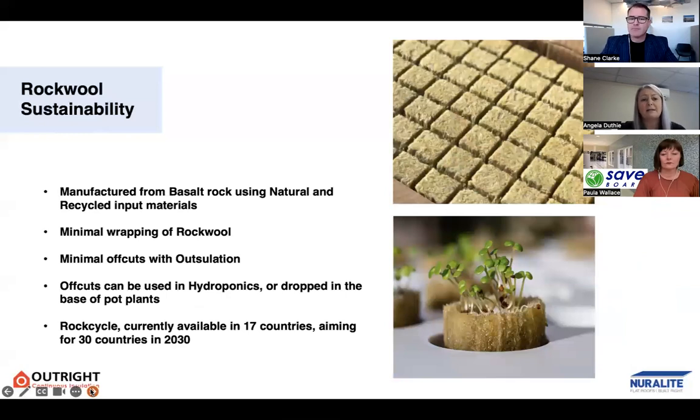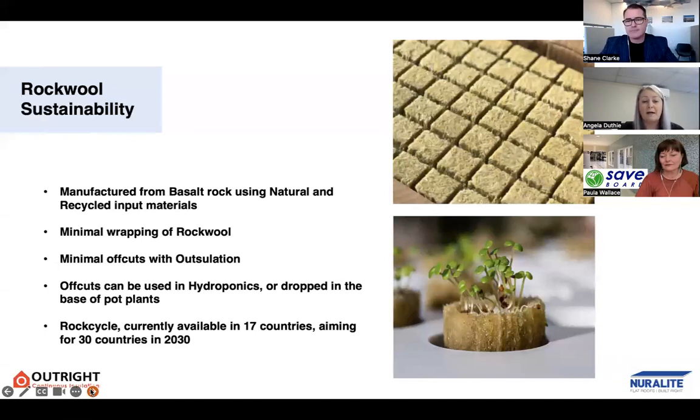So from a sustainability perspective, it is manufactured from basalt rock, so using natural and recycled materials. The bales themselves are wrapped quite minimally, so they're open at the ends because it doesn't matter if it gets wet. And with the application of outsulation, in a continuous layer, you've got less cuts, less waste when you're not having to go between framing. So there's less offcuts. With those offcuts, you can use them in hydroponics, putting them in the bottom of pot plants. You can also use them back into your garden too.